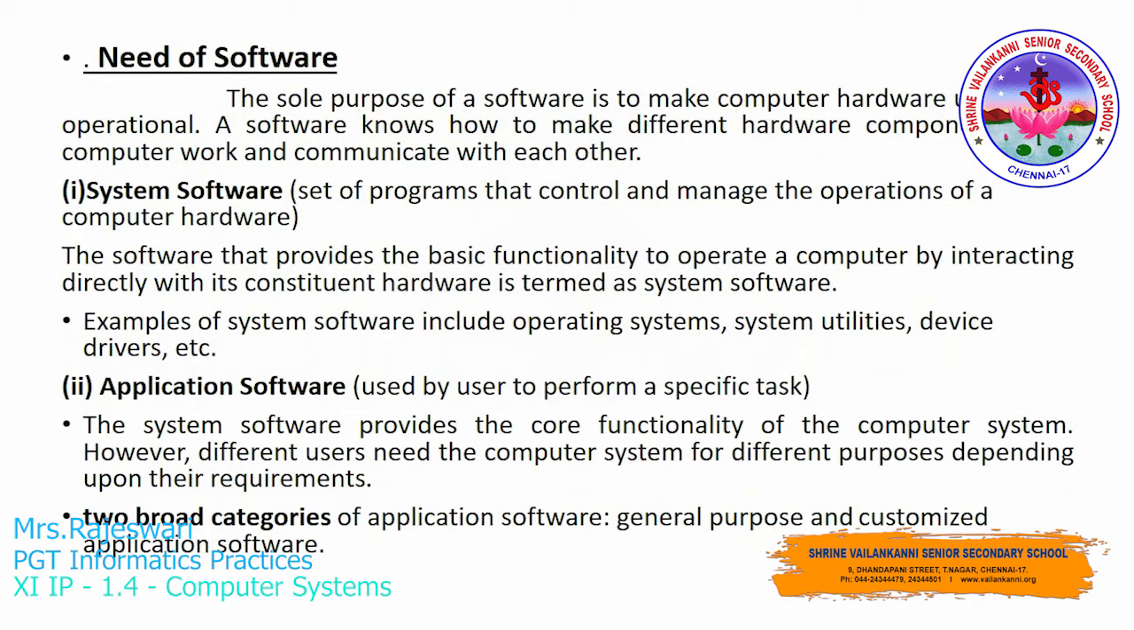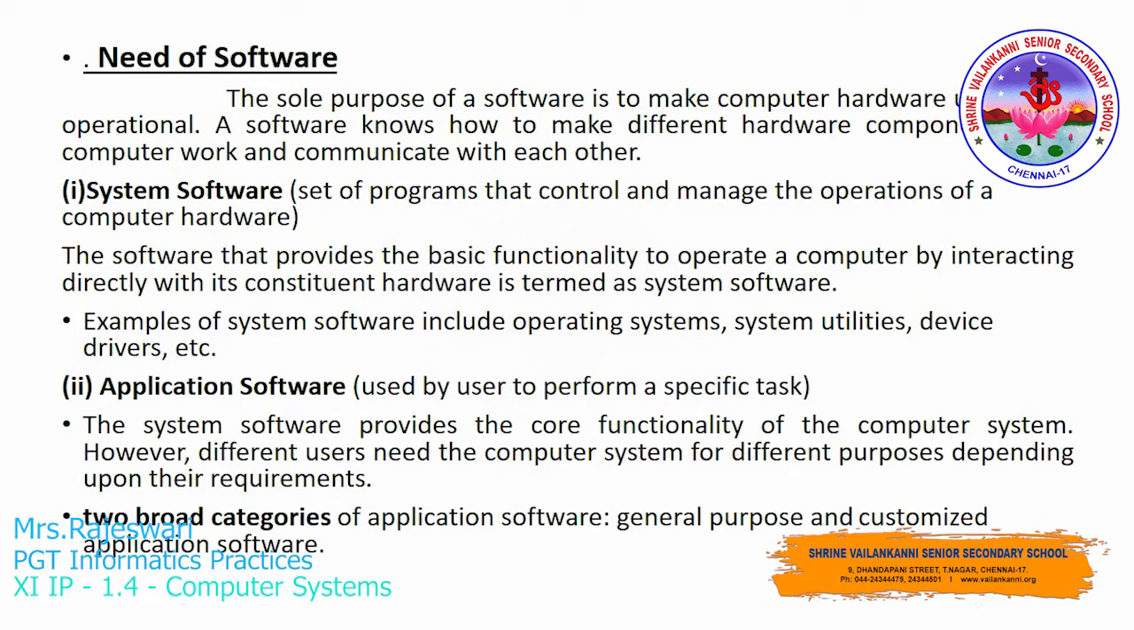Now, what is the need of software? In software we have two categories, I told you, system software and application software. So what is the purpose of software? To make the computer hardware work and function properly. So that is the need of software. The software will make the different hardware components of a computer work and communicate with each other. So without software, hardware cannot work.